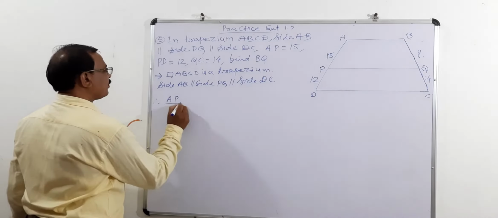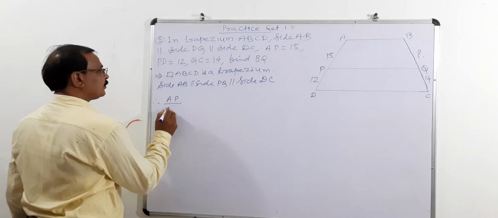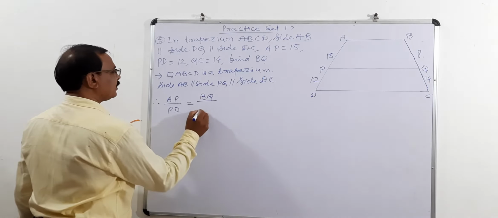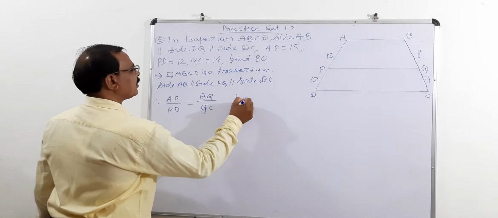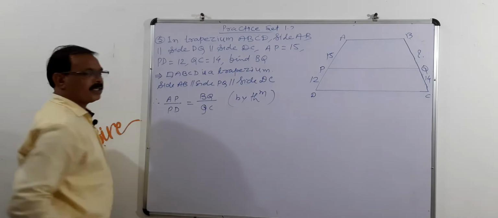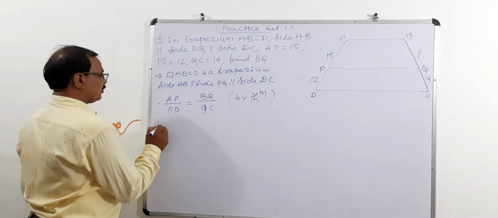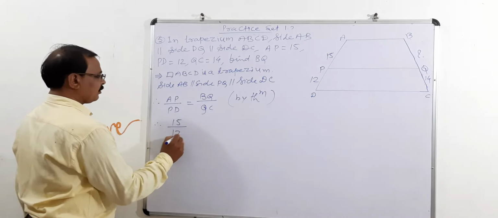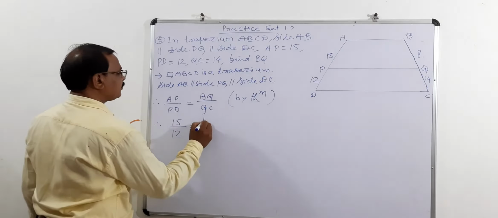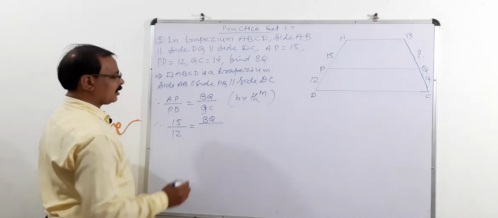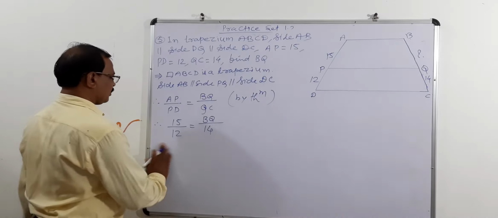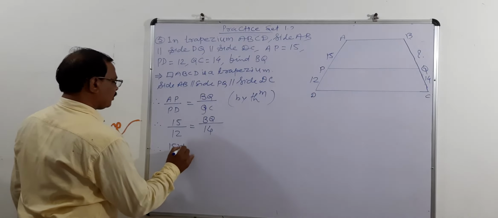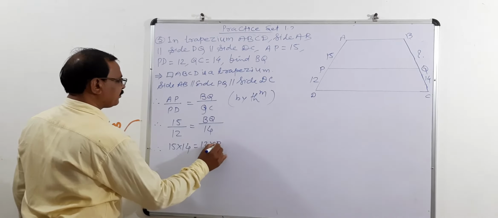AP divided by PD is equal to BQ divided by QC. Just you write by theorem. If you don't write, not necessary to write all the theorems. So therefore the value of AP is equal to 15, the value of PD is equal to 12 given to you, BQ is equal to, that we have to find out, and QC is equal to 14. Just cross multiply, you will get 15 into 14 is equal to 12 into BQ.